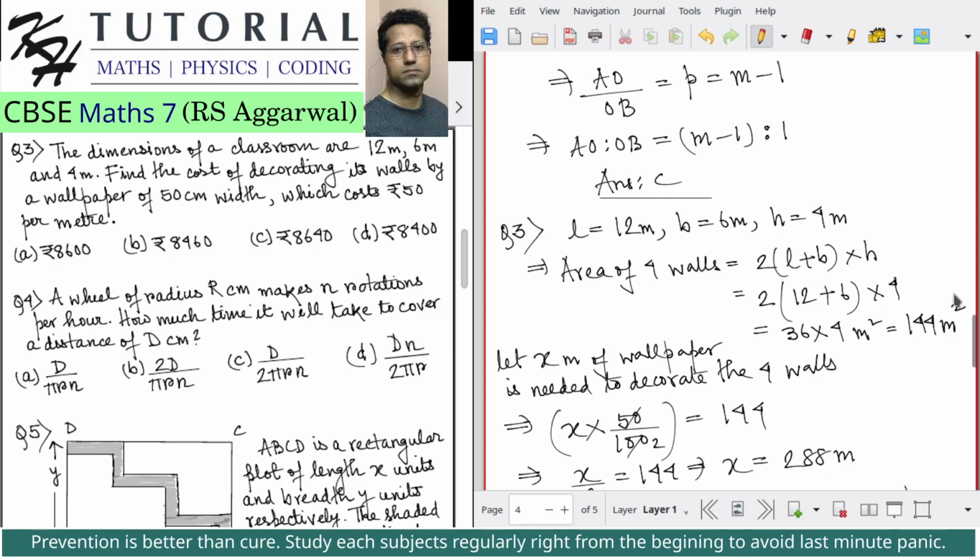So the length is 12, breadth is 6, and height is 4. So the area of the 4 walls is 2 into length plus breadth multiplied by h. 2 into 12 plus 6, 12 plus 6 is 18. So 18 into 2 is 36, 36 into 4 is 144.